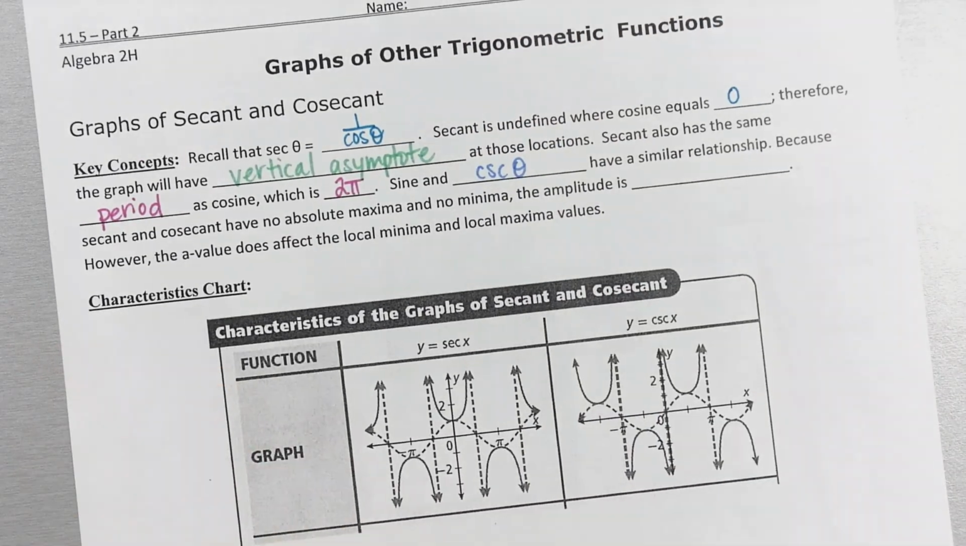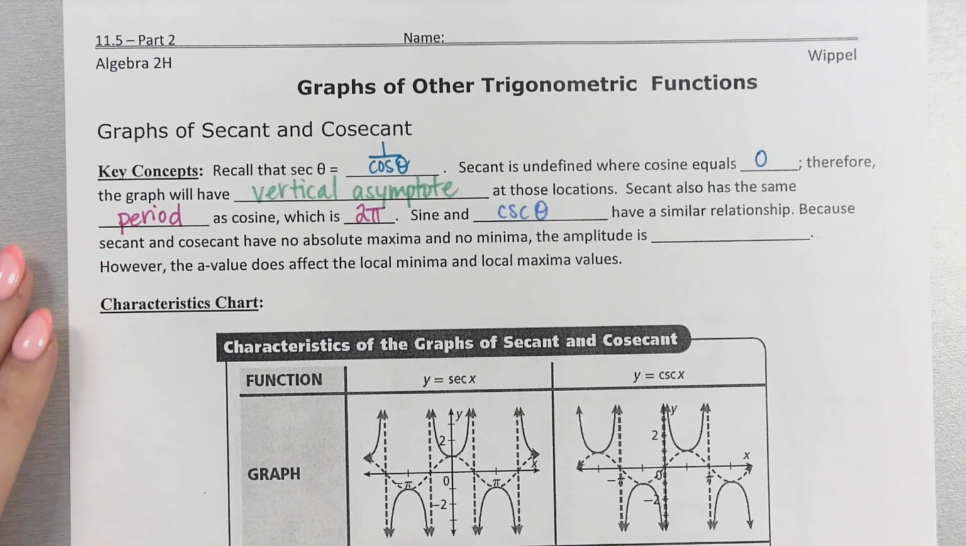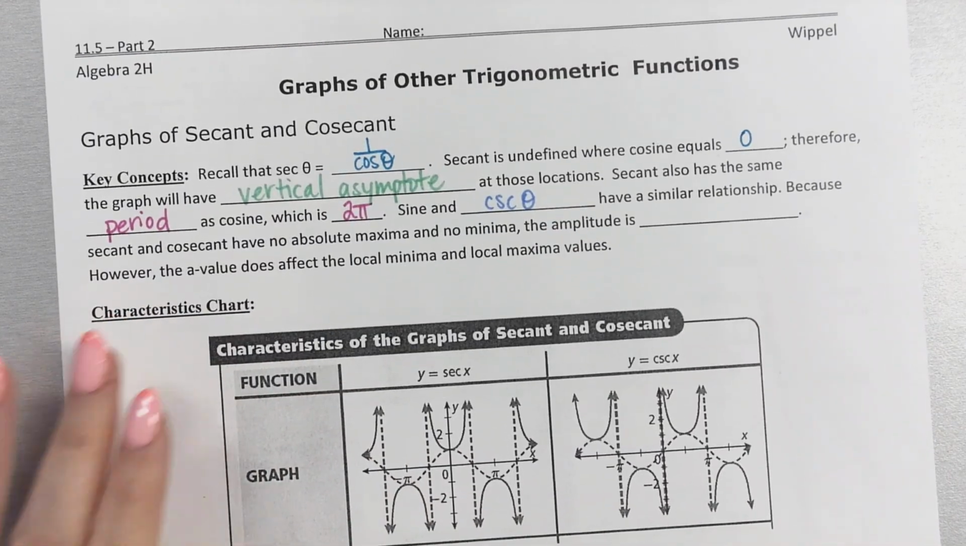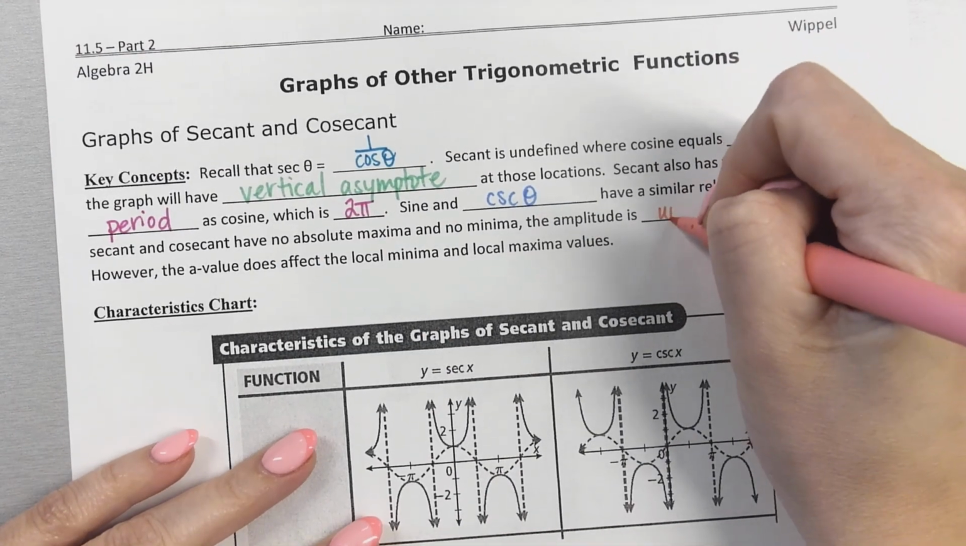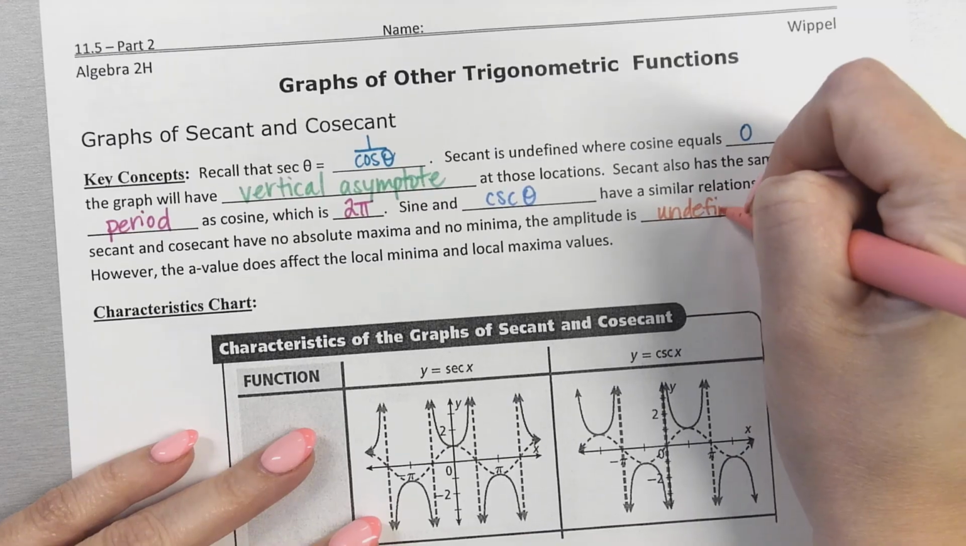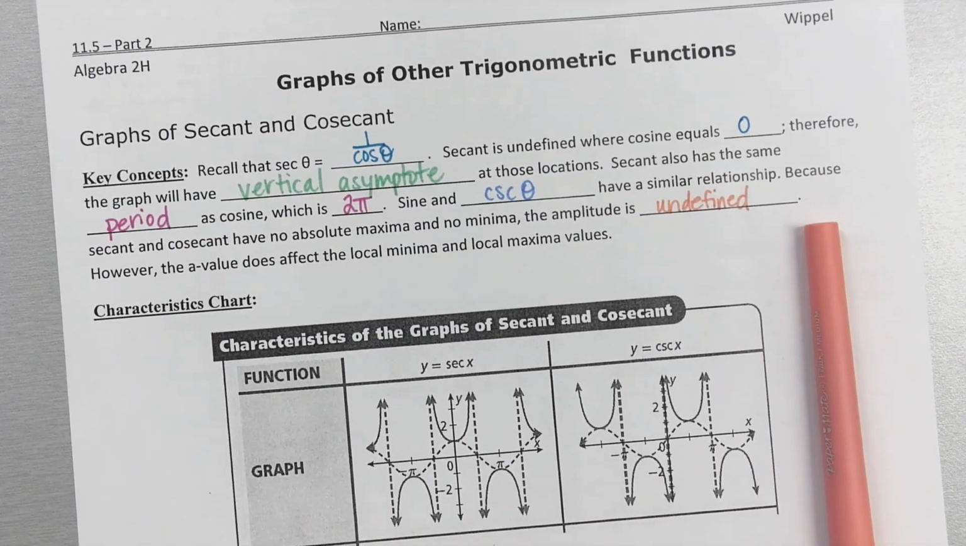Okay, and then we also know that the sine and the cosecant have a similar relationship. Okay, so the sine and the cosecant are also reciprocal functions. And they're going to have no absolute maxima and minima, so the amplitude is undefined there. But the A value does affect local max and min values.